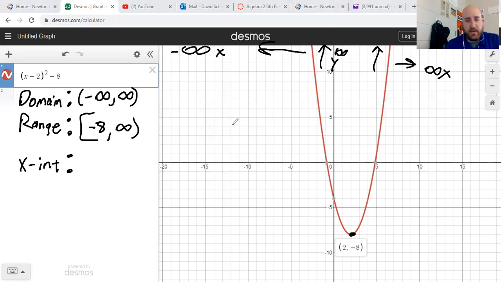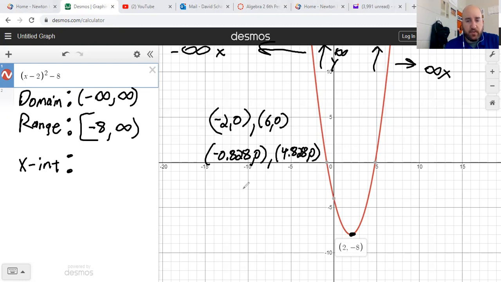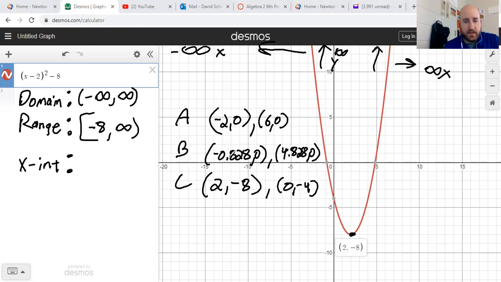In a test situation, though, they're going to be specific. So let me put a few answer choices up here. Your first one would be (-2, 0), (6, 0). We're close to -1 and 5, not -2 and 6. Then (-0.828, 0), (4.828, 0). Then (2, -8), and (0, -4). So of these answer choices, we know it's not going to be A. C is my vertex and actually my y-intercept, which we'll get to in a second. So here's B. And D, this is why I'm telling you they're not going to do it. They're not going to tell you D is (-1, 0), (5, 0).